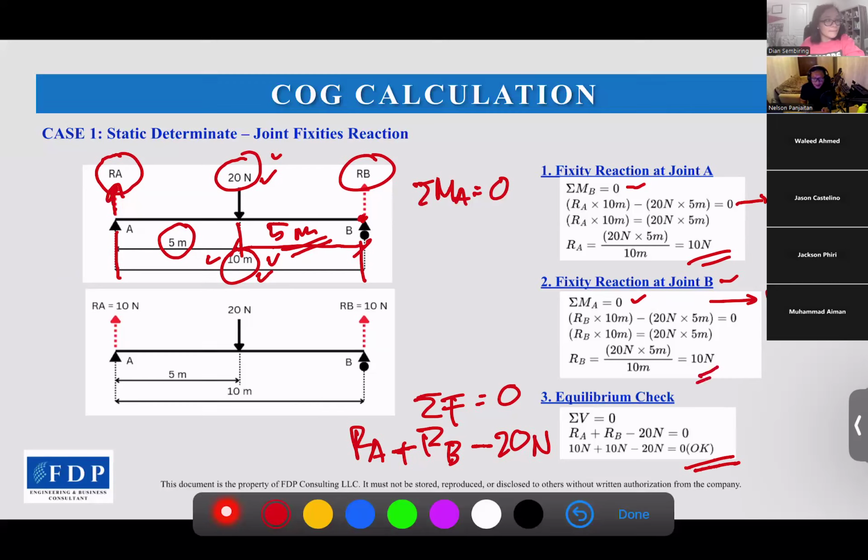Any question, Ahmed? Is that clear for you? Yeah, clear. All right, perfect.